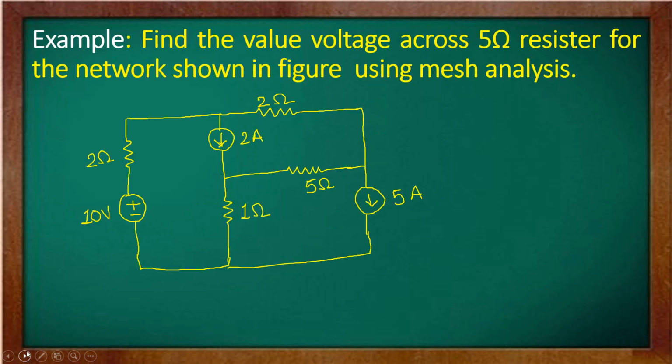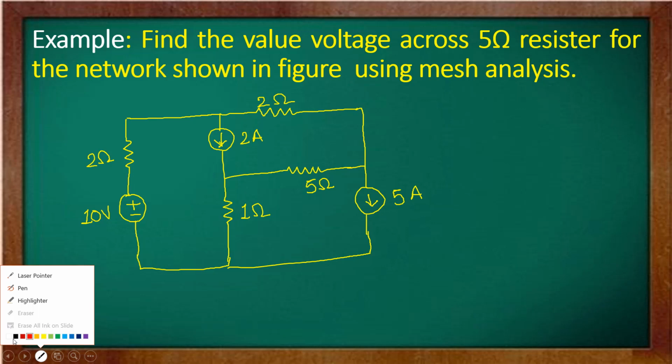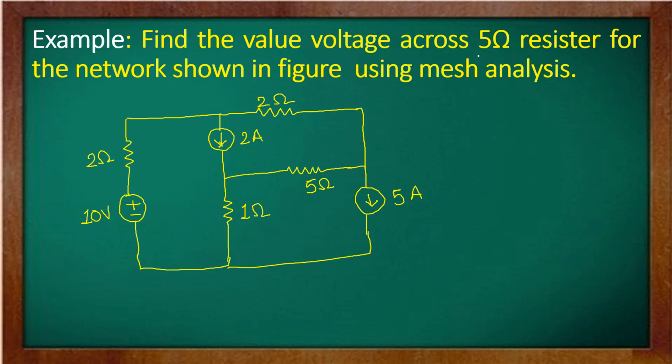So let's start. Here, the problem statement is to find the voltage across this 5 ohm resistor for the network given in the figure using mesh analysis. In a question, they will not tell you to use supermesh analysis. They will only write to use mesh analysis, and we need to identify whether the example is of mesh analysis or supermesh analysis. Right now we know only the term mesh analysis.